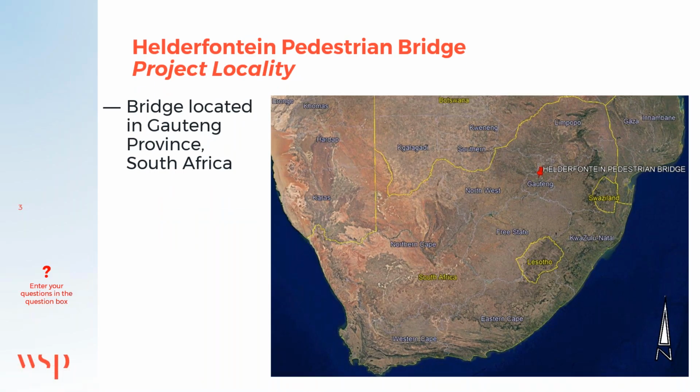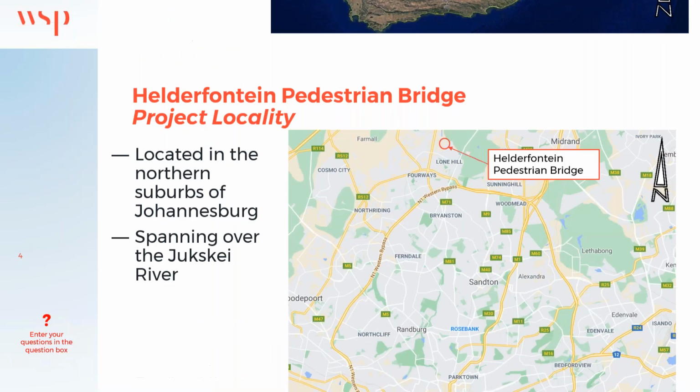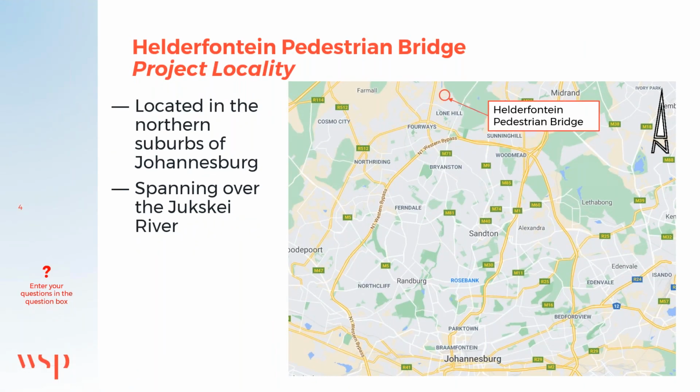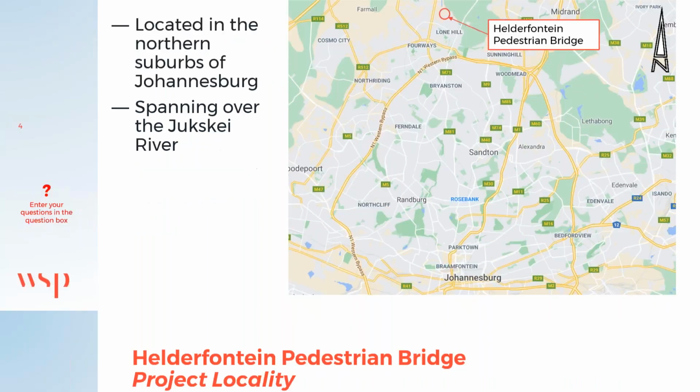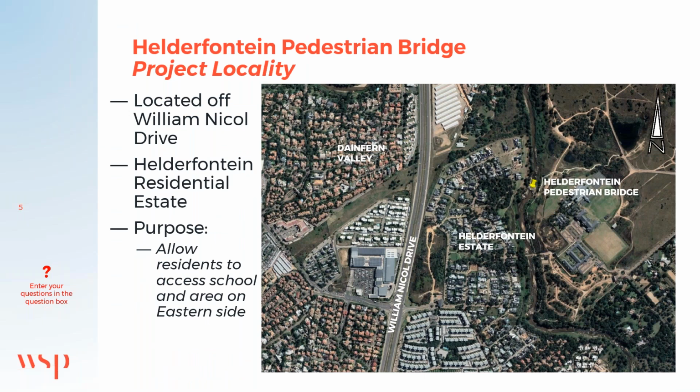So this bridge is located in the Gauteng province of South Africa. Looking a bit closer at the site, the bridge is located in the northern suburbs of Johannesburg, and the bridge spans over the Jukskei River. Looking even closer at the site, the bridge is located to the east of William Nicol Drive, close to the Dainfern Valley area, and the bridge is located within the Helderfontein residential estate. The primary purpose of this bridge is to allow residents to access the school and the area on the eastern side of the river.